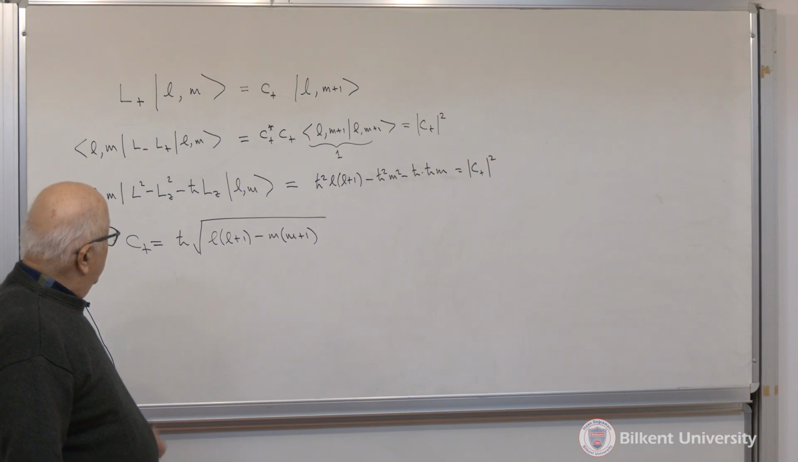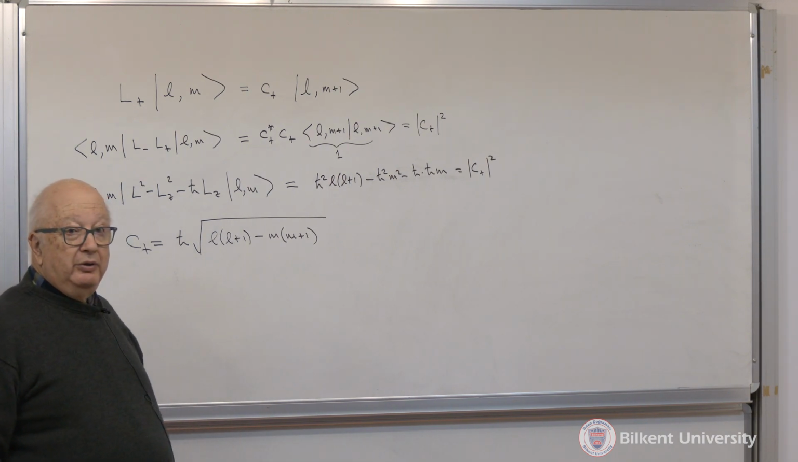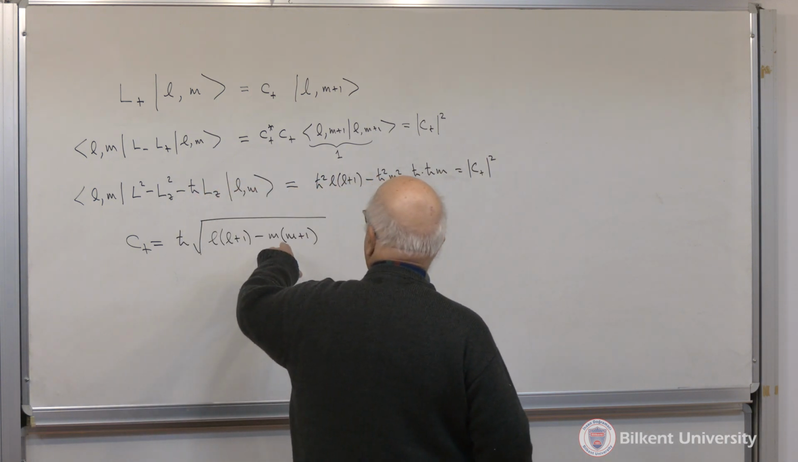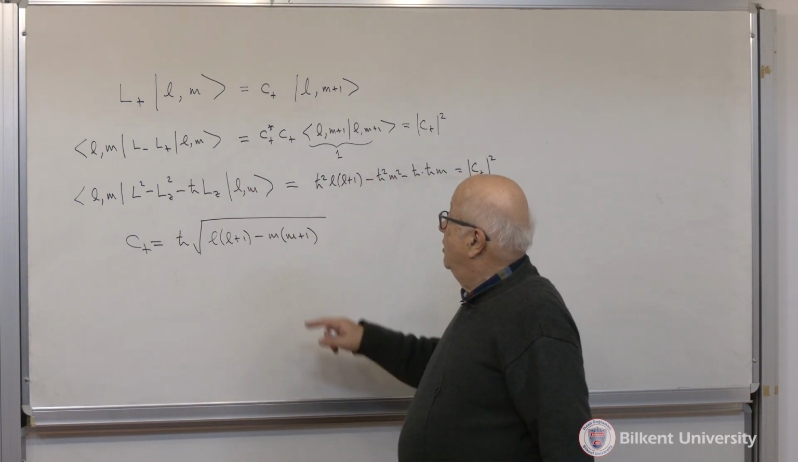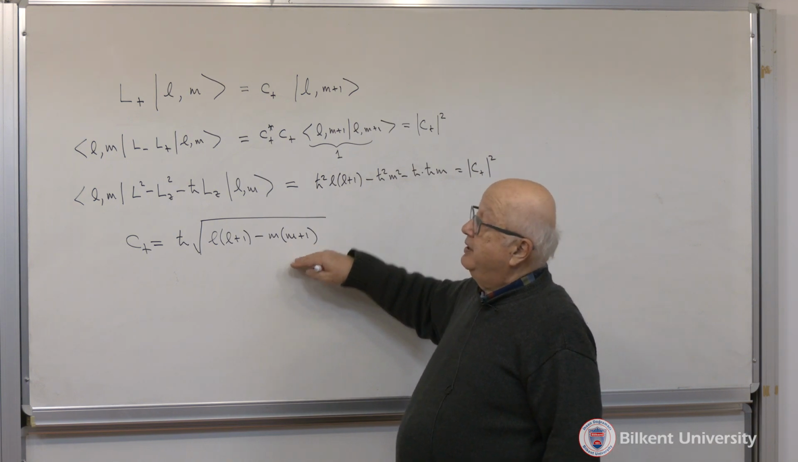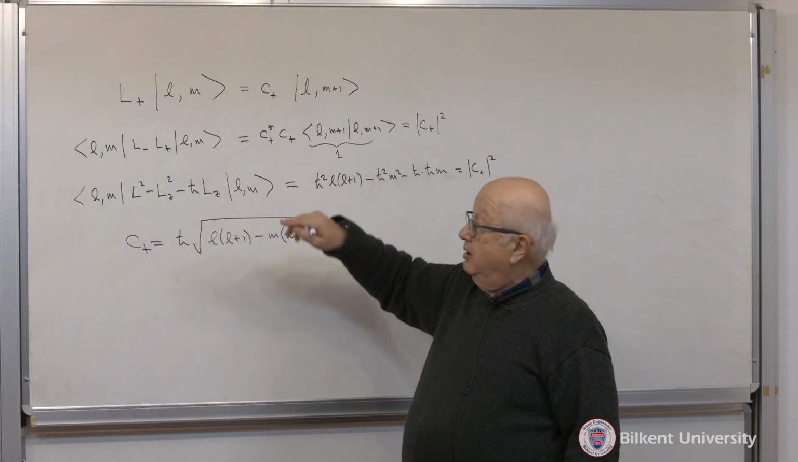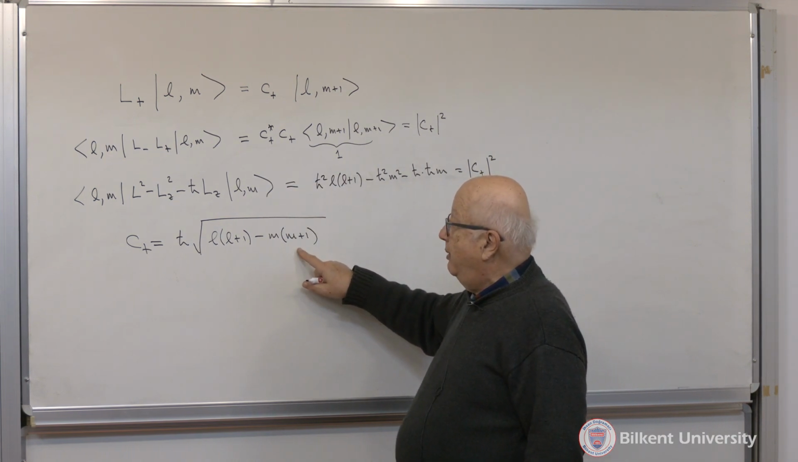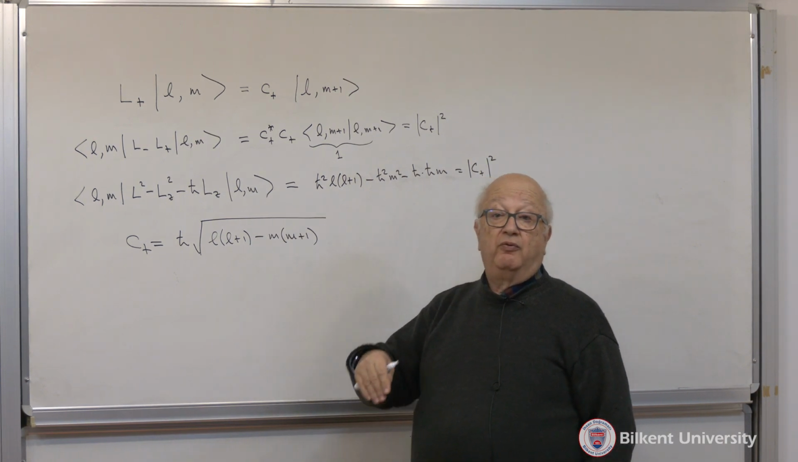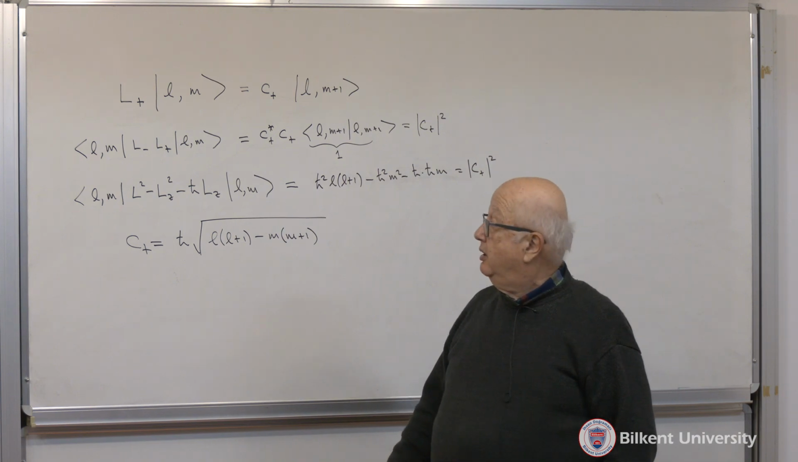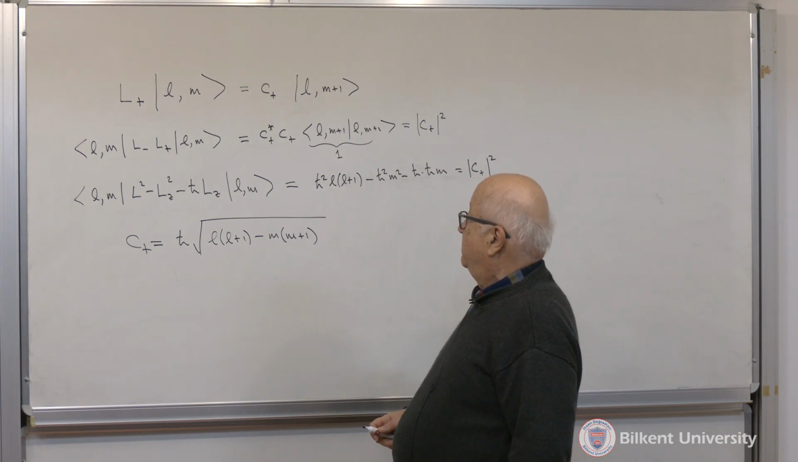Again, an easy way to remember this is that when m reaches the maximum value, when m becomes equal to l, there's no other place to raise this object. So you get 0. So when l is equal to m, you are going to get 0 for the next object that you have.